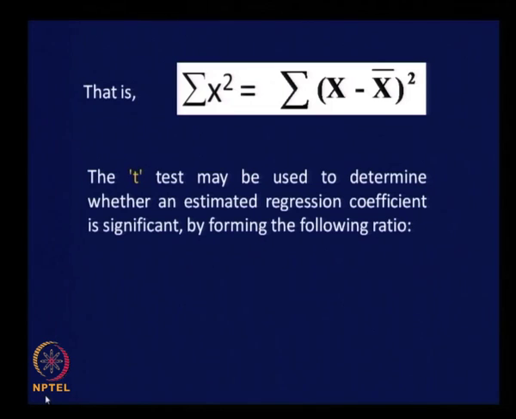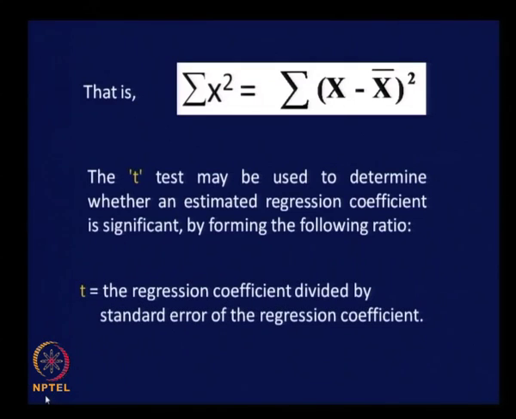Now the t-test may be used to determine whether an estimated regression coefficient is significant by forming the following ratio. The value of t can be estimated simply by dividing the regression coefficient by standard error of the regression coefficient, just a statistic divided by the standard error of that particular statistic. Okay, that is how we get the value of t.